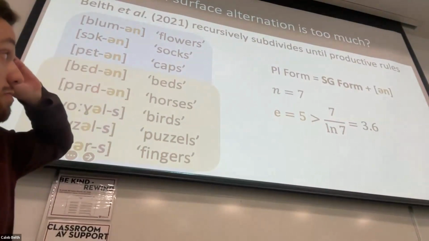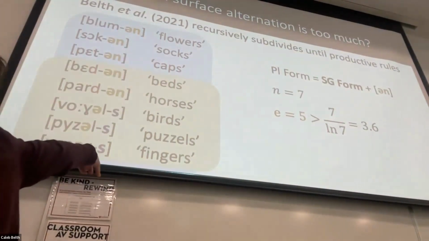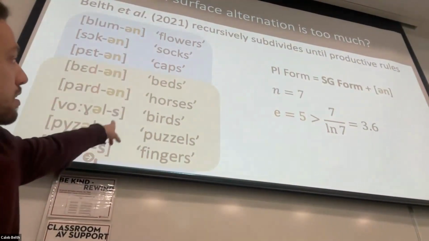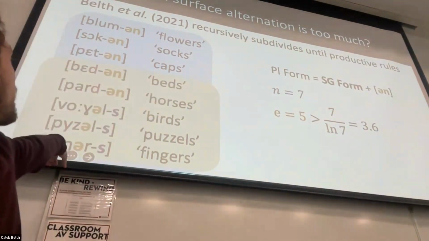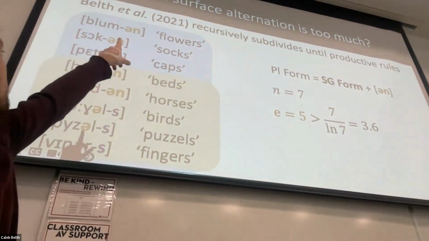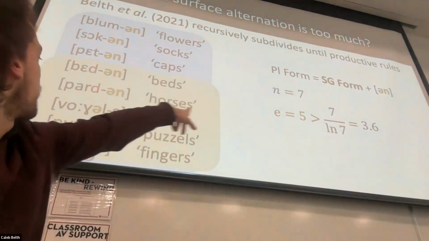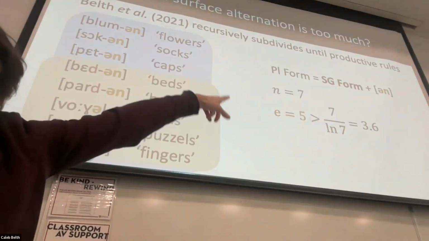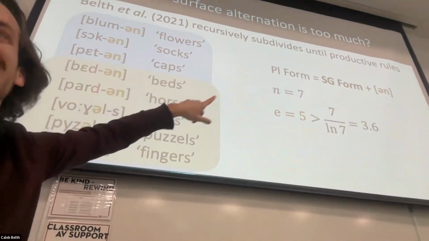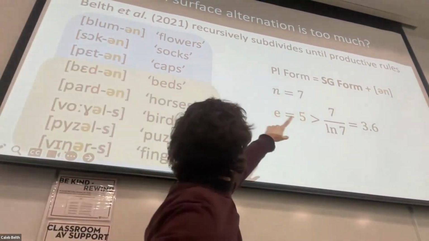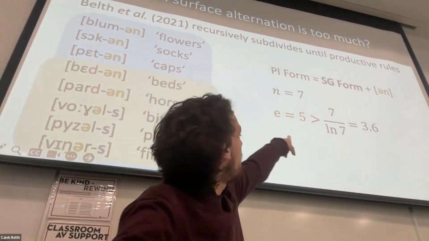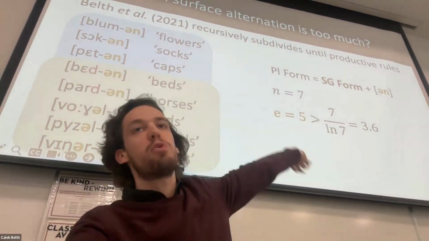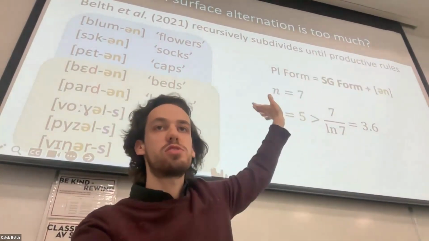And so if we include a few of these as exceptions as well, then now we have 7 nouns, if I got that right. Yeah, maybe I have 8 there. I have 8. Okay, I messed that up. But pretend it's 7. Right? And 5 of these now are exceptions. And so this is going to jump over the threshold now. And so there's too much alternation.